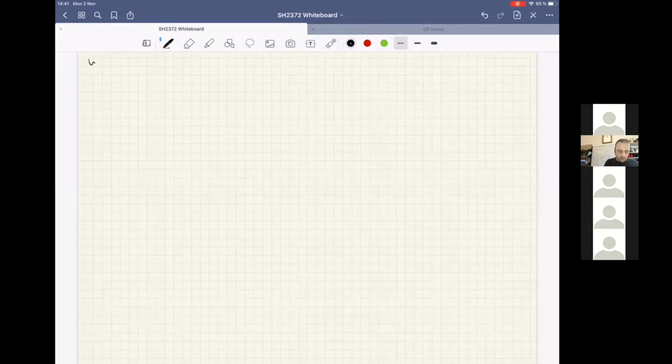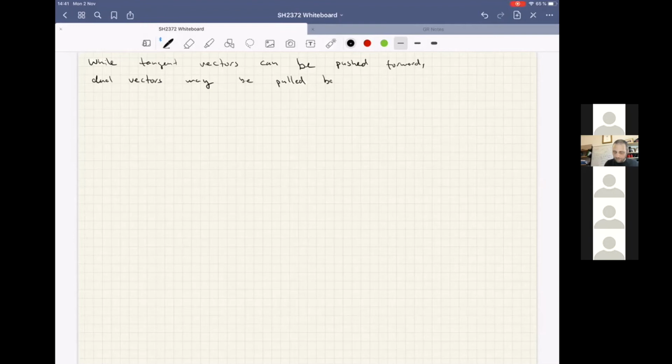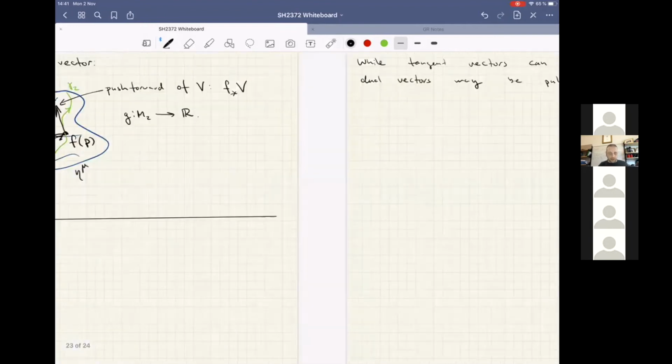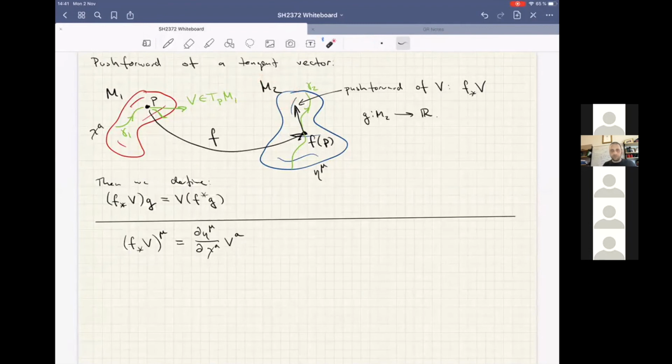So while tangent vectors can be pushed forward, dual vectors may be pulled back. So that is to say, if we have a dual vector in M2, then that is going to correspond to a dual vector in M1. We can pull that dual vector from this point to that point. And the idea is exactly the same.